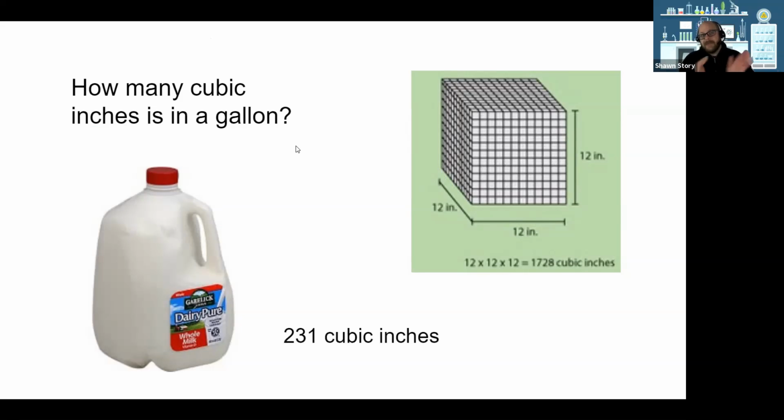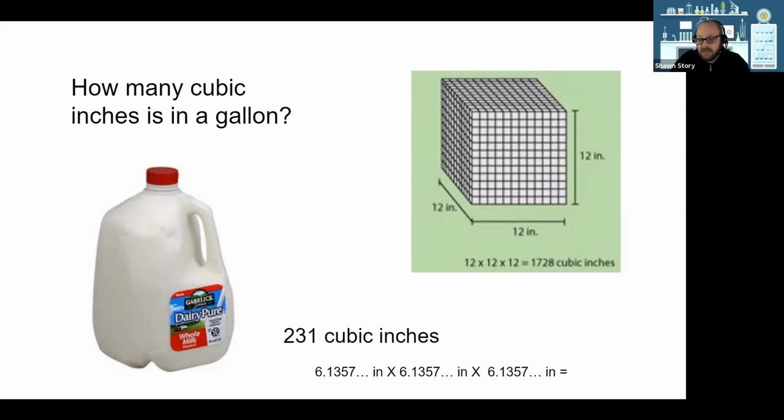So if we wanted to make a perfect box and fill it up with water to be 1 gallon of water, that box would be 6.1357 inches by 6.1357 inches by 6.1357 inches, and that would be exactly 1 gallon of water.